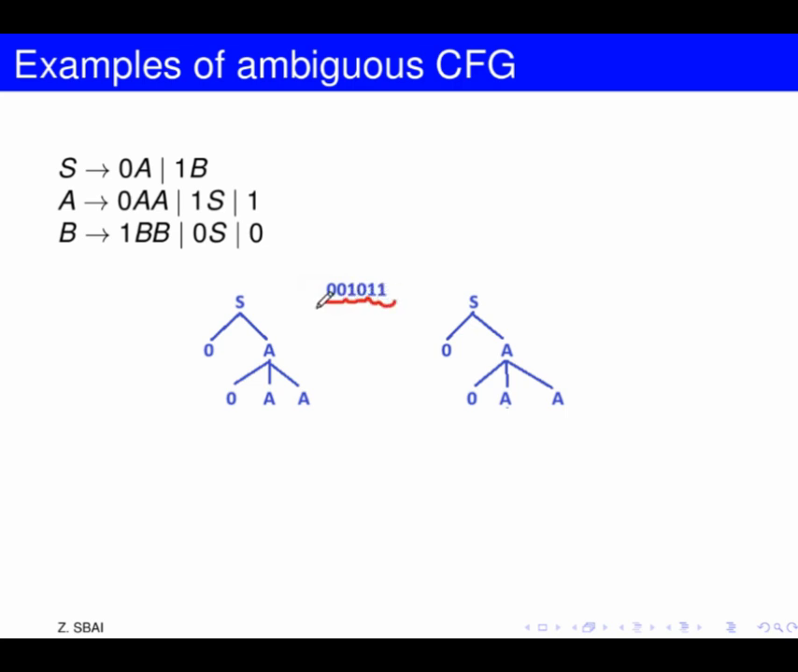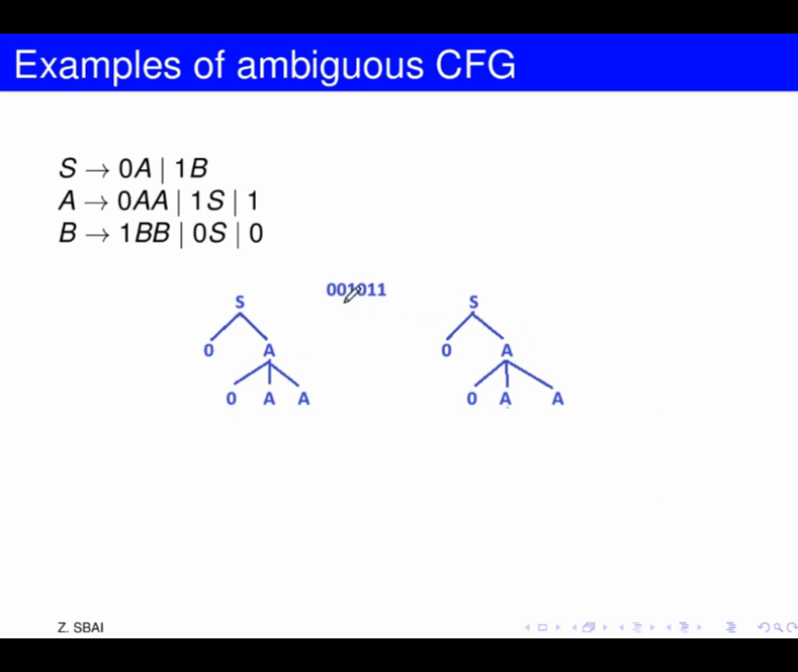001011. So for the 00 here, we may say that we can apply S derives 0A, and then this A will be substituted to 0AA, and hence the 00 here have appeared in the left part here of the leaves of the parse tree.